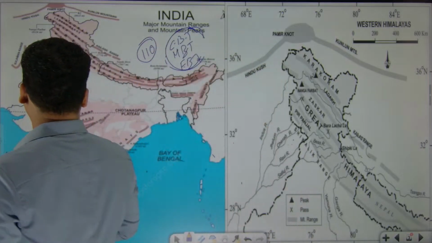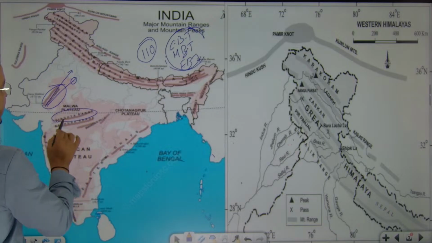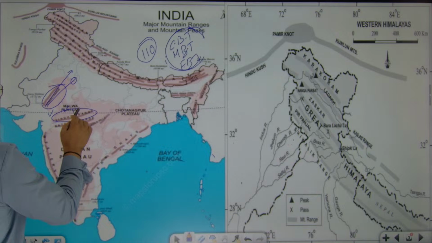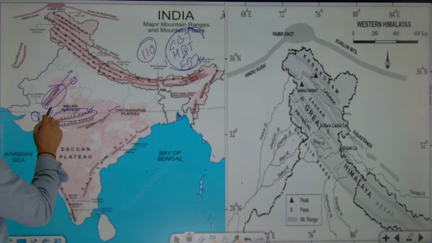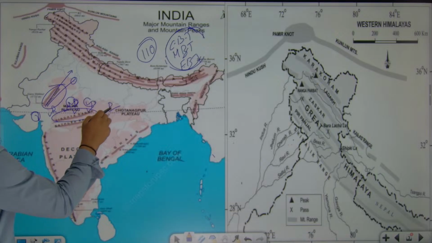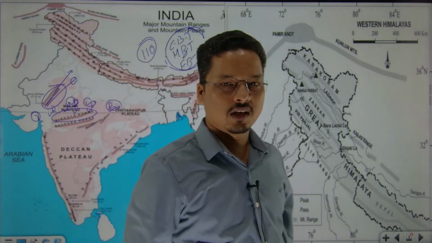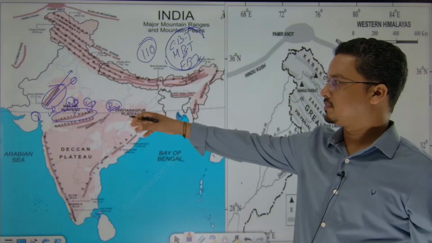Then apart from the Aravalli, we come to the Vindhya range. The Vindhya range starts from Gujarat and passes through Rajasthan, Madhya Pradesh, UP and Bihar. The Vindhya range's highest peak is Goodwill Peak. This question was also asked by OPSC once.